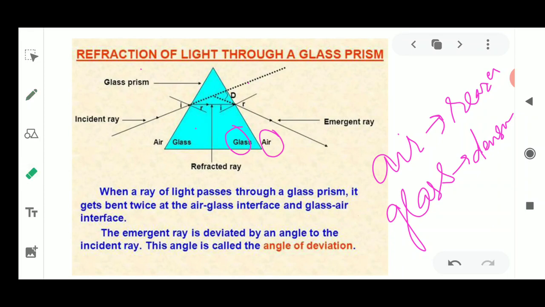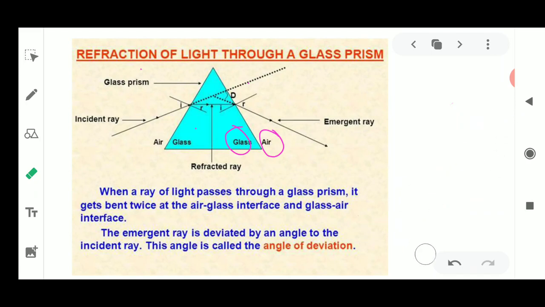So whenever bending is taking place, the refractive index is definitely changing, because of the particles present in the air and the glass. They hinder the light and do not allow it to pass very easily. So it starts releasing its energy, because of which it bends towards the normal, or it moves away from the normal when it moves from the optically denser to the optically rarer medium. For the emergent ray, the deviation from the incident direction is known as the angle of deviation.